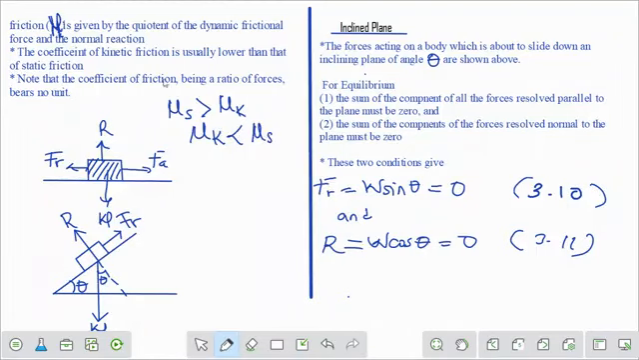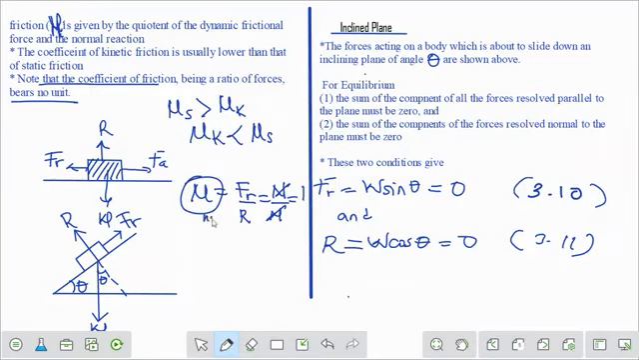Note that the coefficient of friction, being the ratio of forces, bears no units. So why doesn't it have units? Coefficient of friction is frictional force over normal reaction. The unit of frictional force, like any force, is the Newton. Normal reaction is also measured in Newton. Newton divided by Newton is 1. So the coefficient of friction has no units.